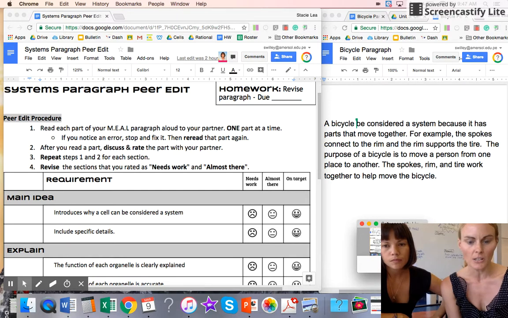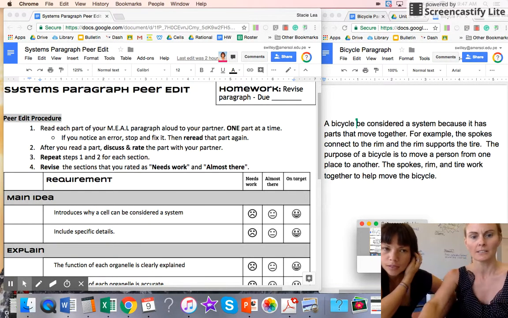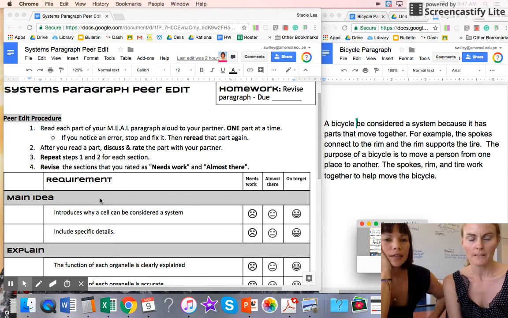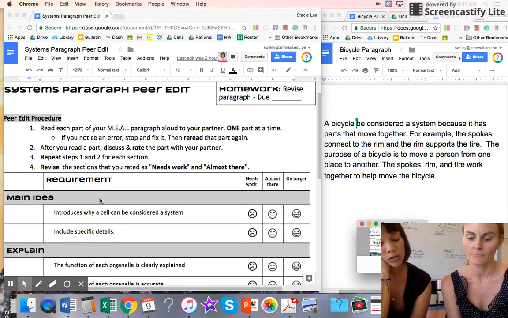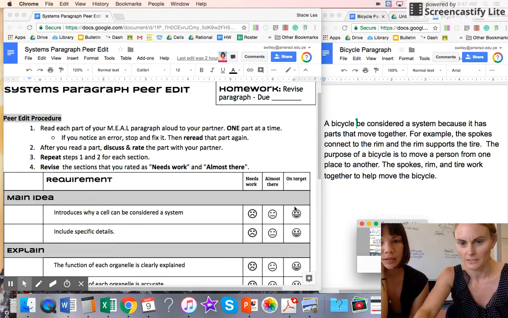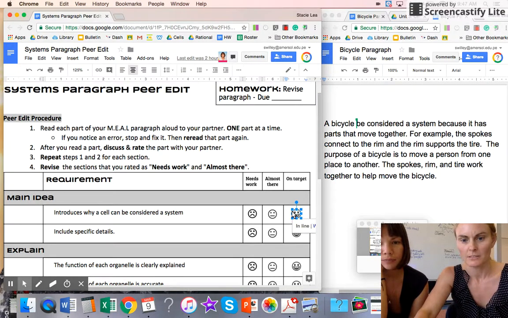Okay, so a bicycle can be considered a system because it has parts that move together. So the first section is main idea, and the first requirement is introduces why a cell can be considered a system. So we're talking about a bicycle as your example. You said a bicycle can be considered a system because it has parts that move together. So yeah, I think you're on target. You've mentioned why it can be considered a system, so you could highlight that part.